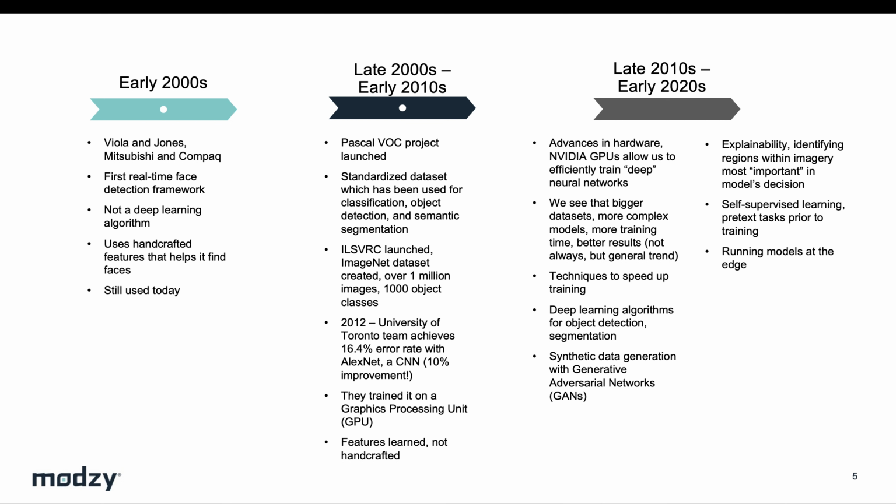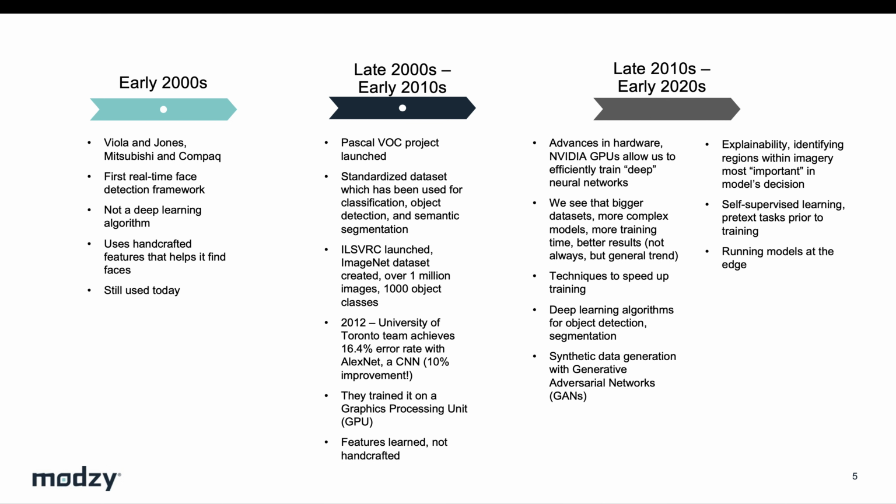So in the early 2000s, building upon that concept of features, Viola and Jones built the first real-time face detection framework, which was not a deep learning algorithm, deep learning referring to neural networks with many, many layers. It was not one of those, but it did perform face detection in real time, so a pretty big step forward. But again, this used handcrafted features, such as edges and curves, for example, that helped it find faces, and this is still in use today.